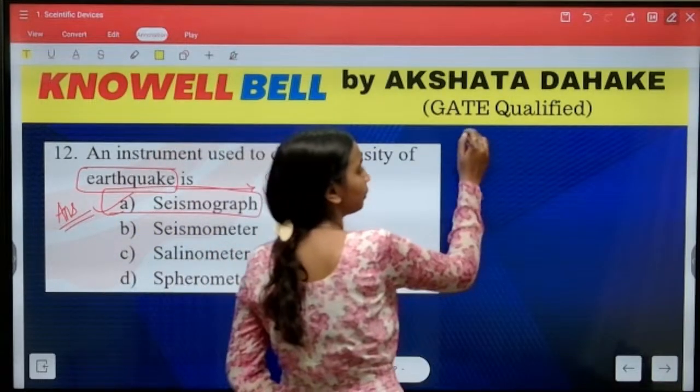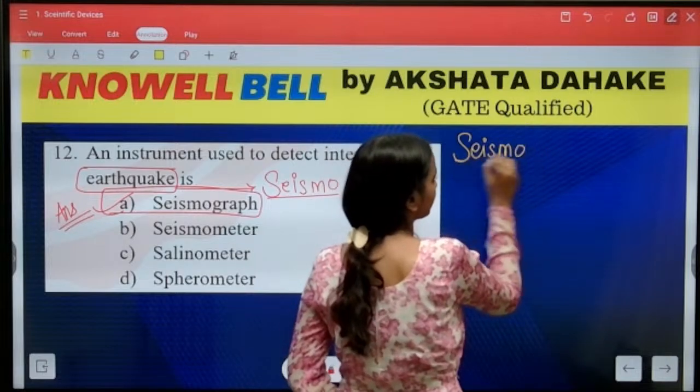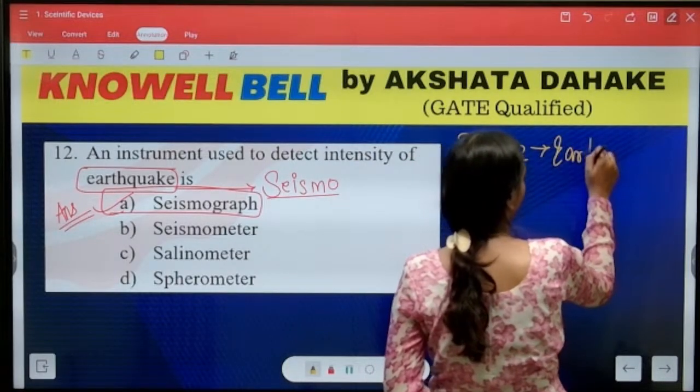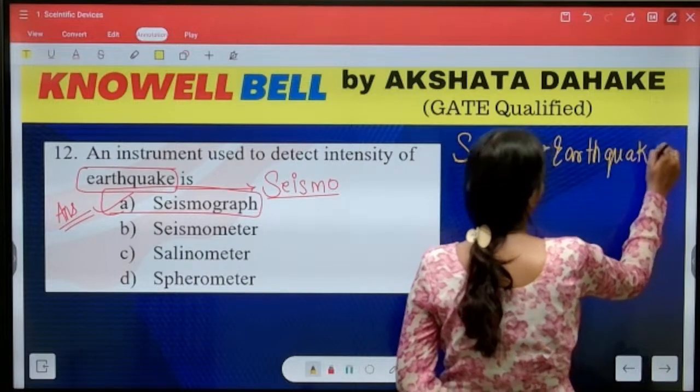What is the meaning of the word seismo? Seismo word का meaning क्या है? The word seismo stands for earthquake.